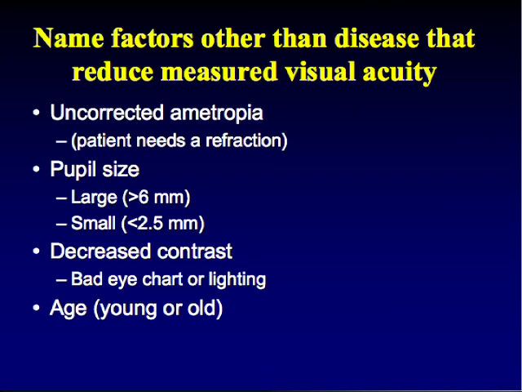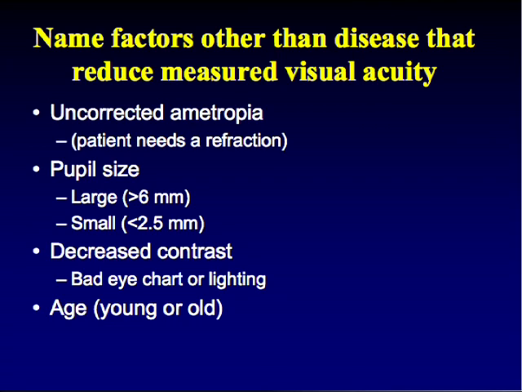And this is something we'll touch on a little bit more later: factors other than disease that can reduce measured visual acuity. A patient might just need a refraction. That may sound obvious because you can test pinhole acuity, but say you've already done your refraction and the patient still can't see. Well, now you can test pinhole acuity above and beyond that to see if the patient needs a refraction.